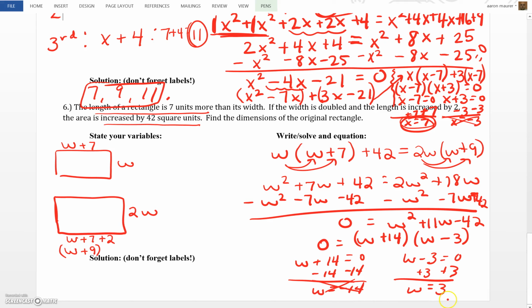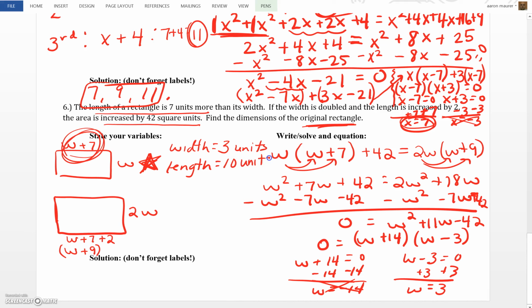So it wanted the dimensions of the original rectangle, which means we need to go up here to this one. So we already have the width. So the width is 3, and let's find our unit of measurement. No units given, so we'll just write units. And the length is over here, and it's W plus 7. So 3 plus 7 would be 10 units. So 3 units and 10 units would be our actual measurements of the original rectangle.